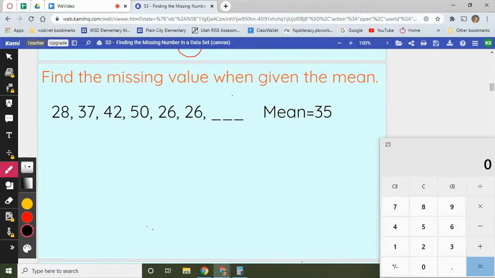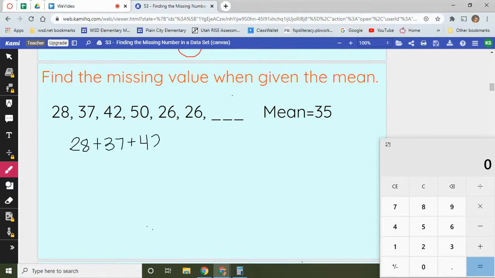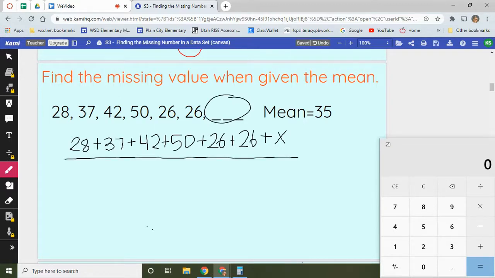Okay, let's try our first one. So we have 28 plus 37 plus 42 plus 50 plus 26 plus 26 plus, we're going to put an X, remember, because we're figuring out this missing number right here. Then we divide by how many numbers we have. Well, we have 1, 2, 3, 4, 5, 6, 7. And yes, we count that missing one as a number because it's part of what we're trying to find. It's part of one of our numbers. And then that has to equal a mean of, it tells you right there, 35.